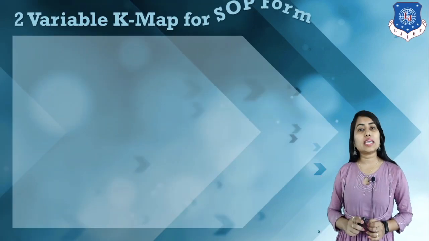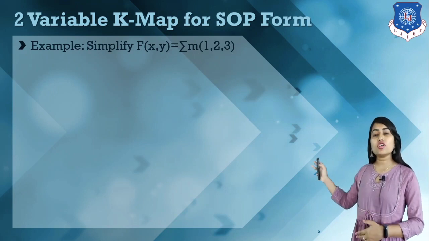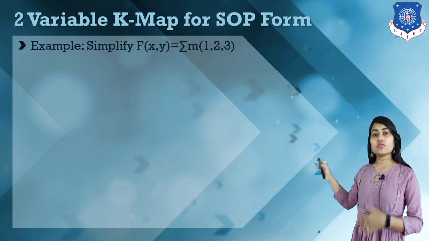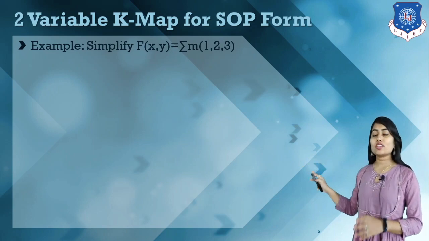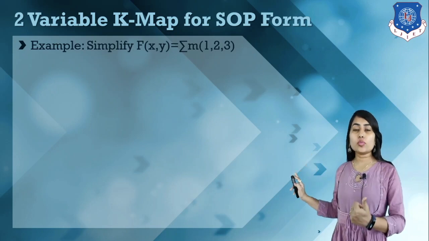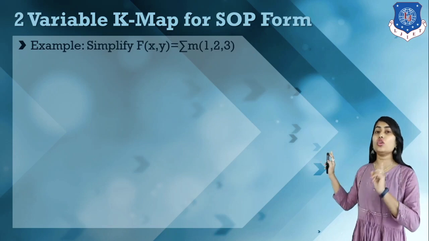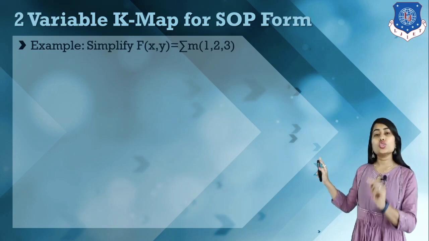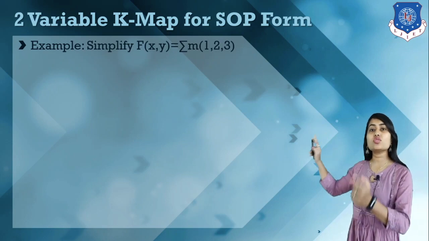Here we have an example for a two variable K-map. We have a question: simplify the logical function f(x, y) equals summation of 1, 2, 3. Okay, summation means the logical function is in a SOP form, so these numbers include 1 at those positions, that is 1, 2, 3.